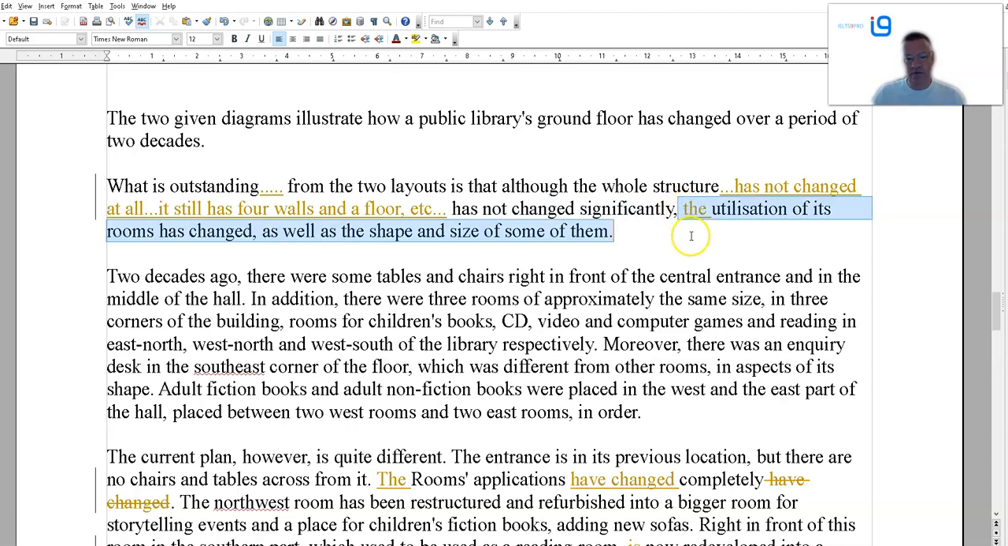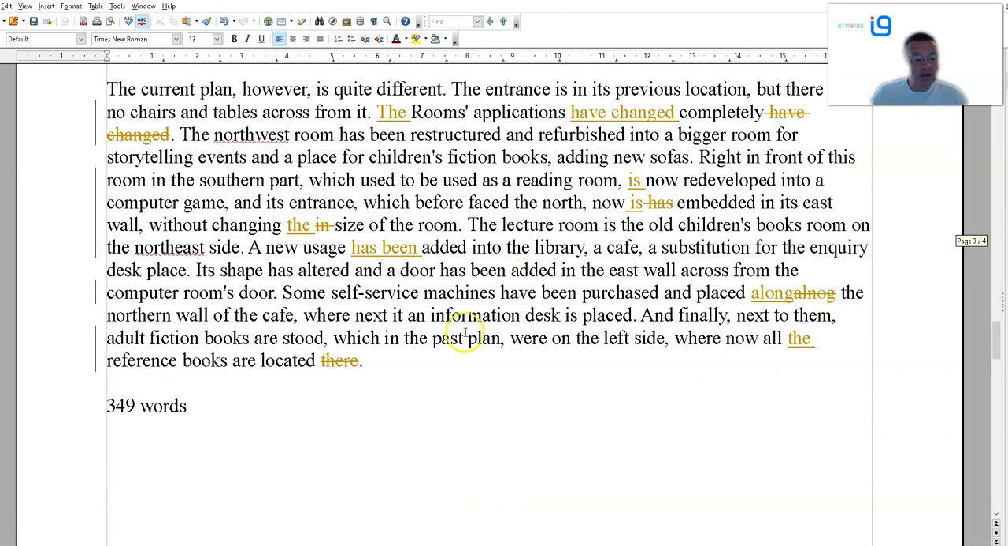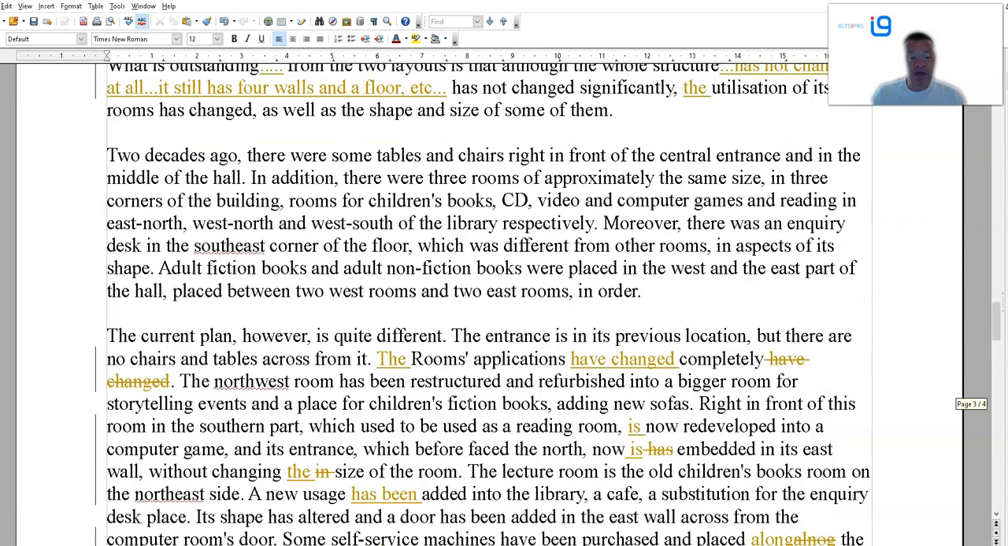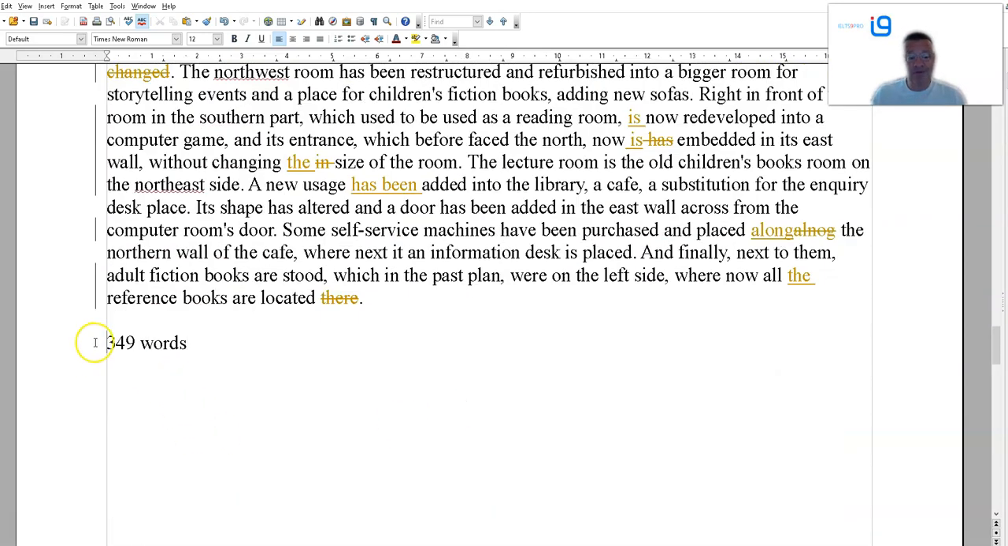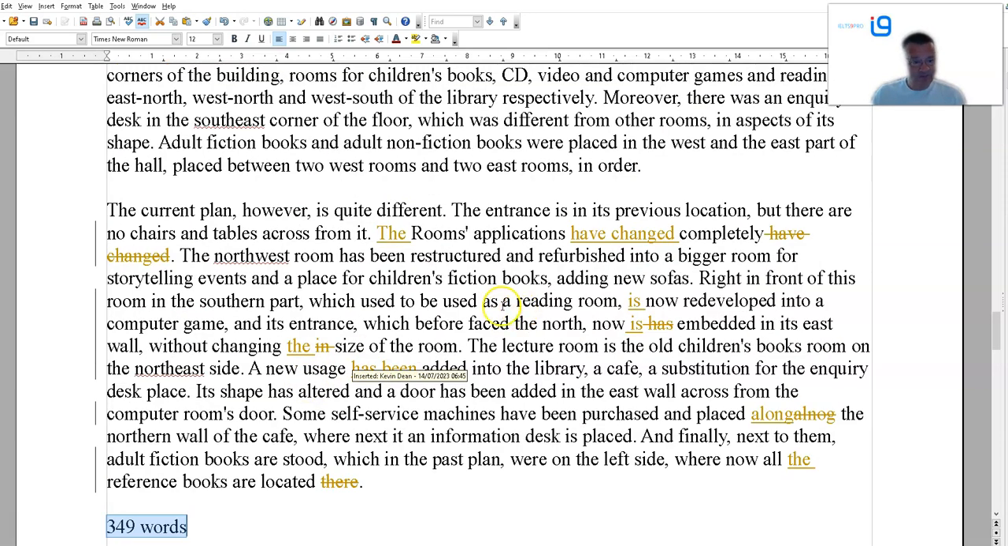Now, that one, utilization. So that doesn't really work either as an overview. So apart from that, though, that's not bad. Now, the main thing here, look, 349. Now, I thought mine was long at 222. But, I mean, there's no upper limit here, but do you have time in 20 minutes to write 349 words? That's quite a lot. Yeah?